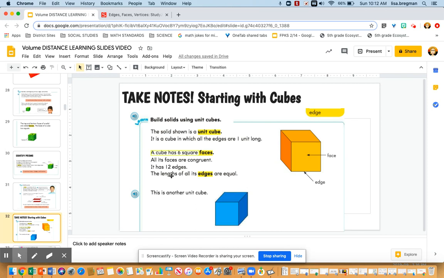So now we're going to talk about unit cubes. The solid shown here is a unit cube. It is a cube in which all edges are 1 unit long. So we are going to be having different rectangular prisms and cubes with different measurements. For example, a Rubik's Cube, they're all 1 unit long. 1, 1, and 1. So a cube, again, has 6 square faces. We know that all its faces are equal, 12 edges, and the length of all edges are equal. Here is another example of a unit cube, just in a different direction.